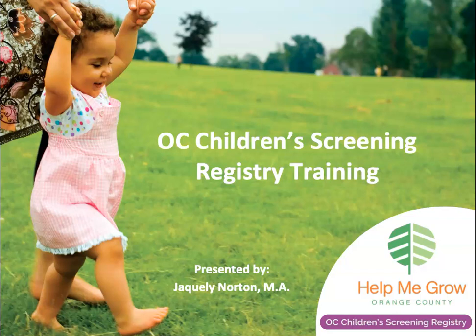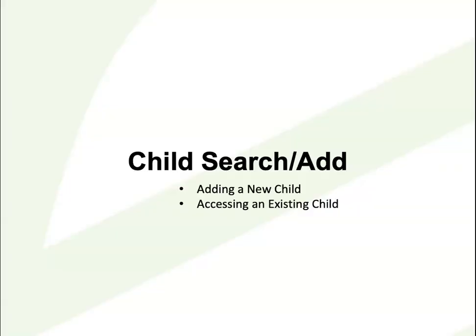This video is for those that have identified as a non-treating provider. This video will take you through the child search and add feature in the registry, as well as how to gain access to entries made by other users as your specific participant type, which is a non-treating provider. We'll first discuss the child search and add feature. We'll talk about how to add a new child and how to access an existing child.